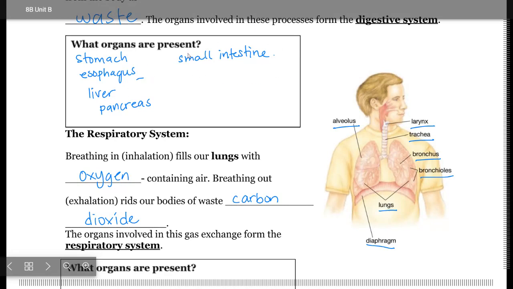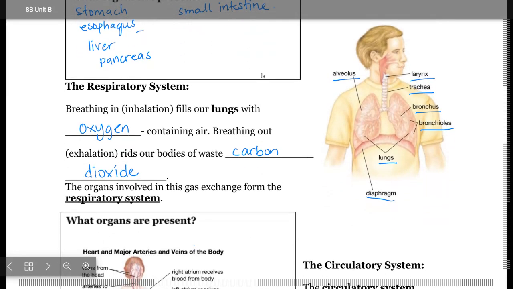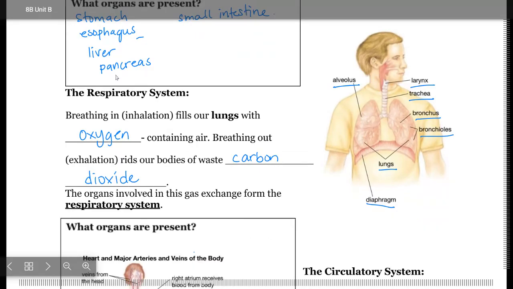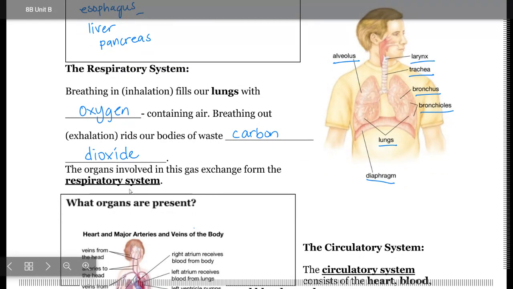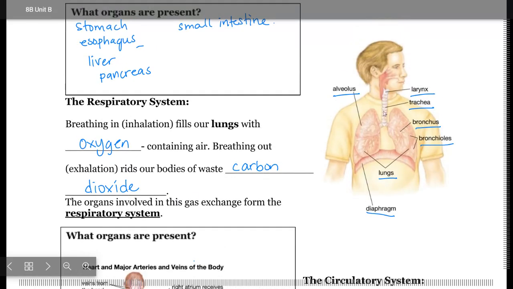Now that we talked about the digestive system, let us dive into the respiratory system. I'm going to talk about this short sentence here, and then let's go deeper into it. Breathing in, inhalation, fills our lungs with oxygen-containing air. Breathing out, exhalation, rids our bodies of waste carbon dioxide. The organs involved in this gas exchange form the respiratory system.